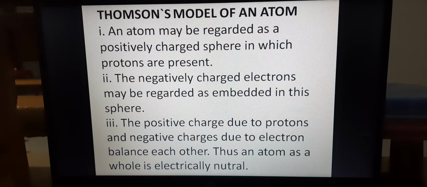Next, Thomson's model of an atom. An atom may be regarded as a positively charged sphere in which protons are present. The negatively charged electrons may be regarded as embedded in this sphere. The positive charge due to protons and the negative charge due to electrons balance each other. Thus, an atom as a whole is electrically neutral.